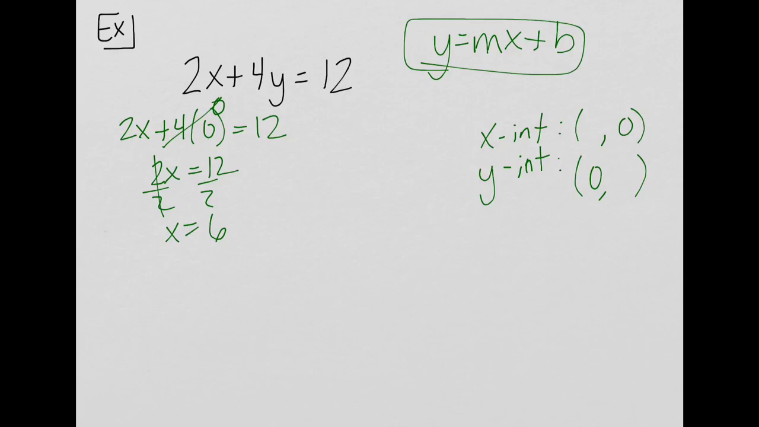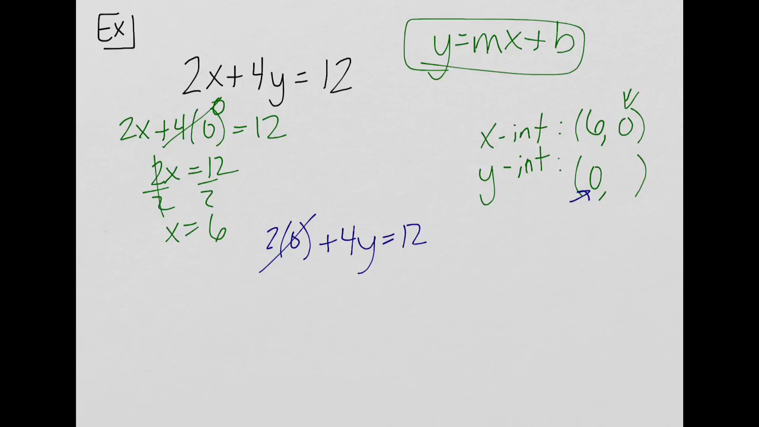So we plugged in 0 for y. Now I know what my x value is. It's 6. So my x-intercept is (6, 0). I want to do the same thing for y now. If I want my y-intercept, I need to plug in 0 for x this time. So I want 2 times 0 plus 4y equals 12.